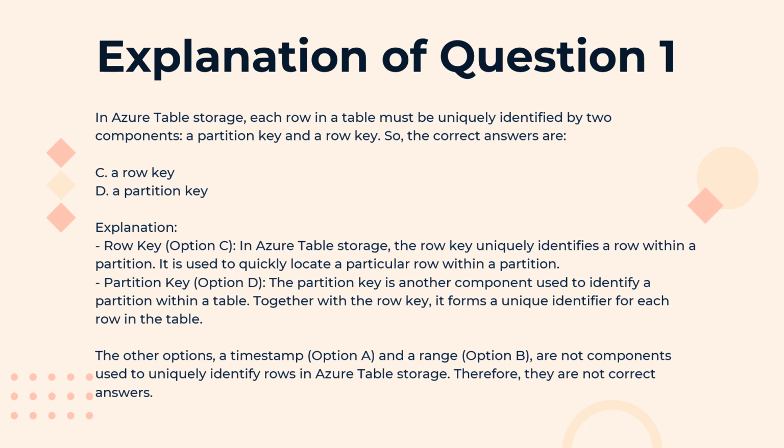Explanation. Row key, option C, in Azure Table Storage. The row key uniquely identifies a row within a partition. It is used to quickly locate a particular row within a partition. Partition key, option D. The partition key is another component used to identify a partition within a table. Together with the row key, it forms a unique identifier for each row in the table. The other options, a timestamp, option A, and a range, option B, are not components used to uniquely identify rows in Azure Table Storage. Therefore, they are not correct answers.